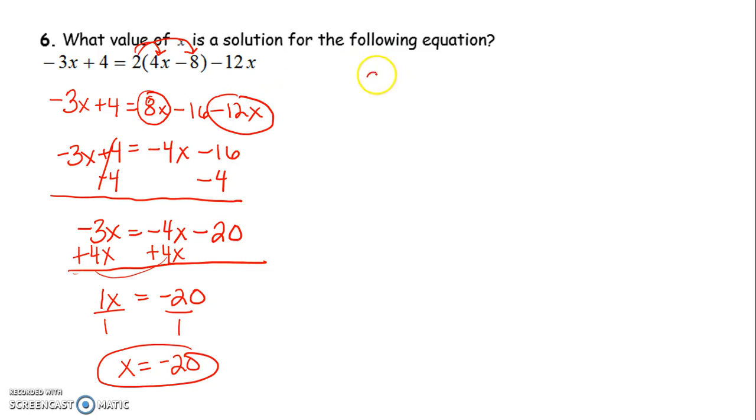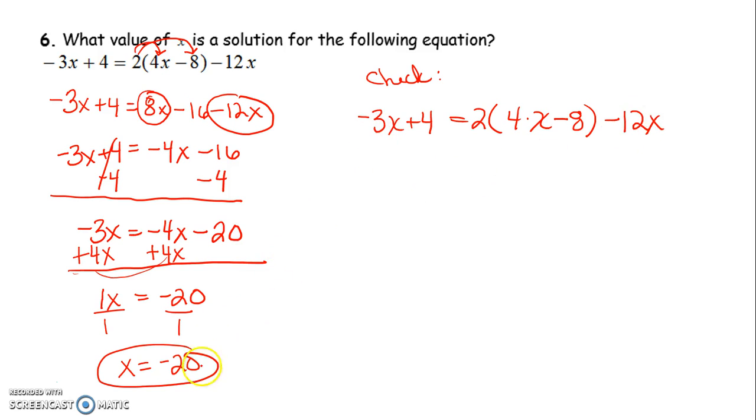I can substitute back in to show a check. I'm just going to quick check to be sure I'm right. Negative 3x plus 4 equals 2 within parentheses, 4 times x minus 8 minus 12x. Okay, so in place of x, I'm just going to put a negative 20. Negative 3 times negative 20 plus 4 equals 2, and then in parentheses, 4 times negative 20 minus 8, close the parenthesis, minus 12 times negative 20.